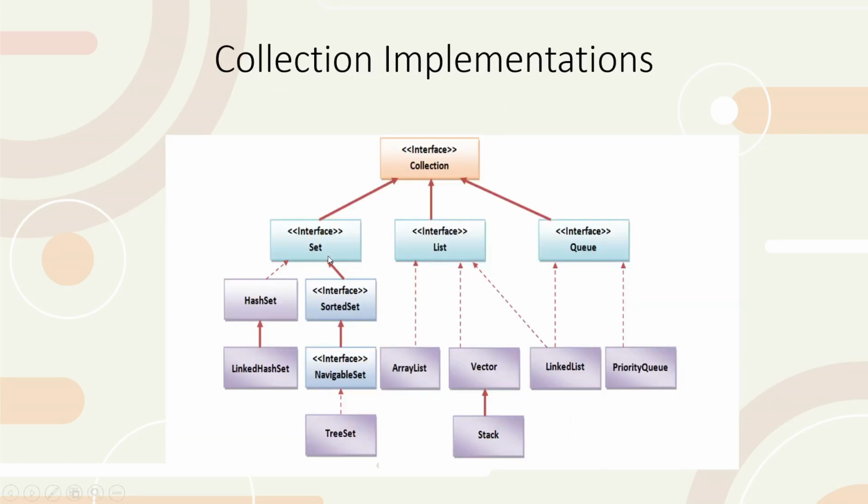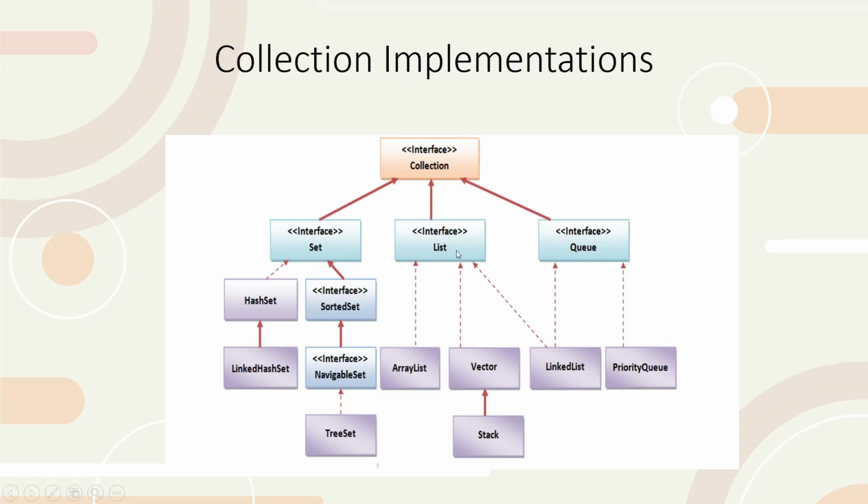Basically, the Collection interface has three different interfaces, that is Set, List and Queue. So you can see Set is an interface which is implemented by HashSet, which in turn is extended by LinkedHashSet. So LinkedHashSet is a child and HashSet is a parent class. These two are classes which are implementing the Set interface. TreeSet is a class which is implementing NavigableSet, which in turn extends the interface SortedSet and then the parent Set interface.